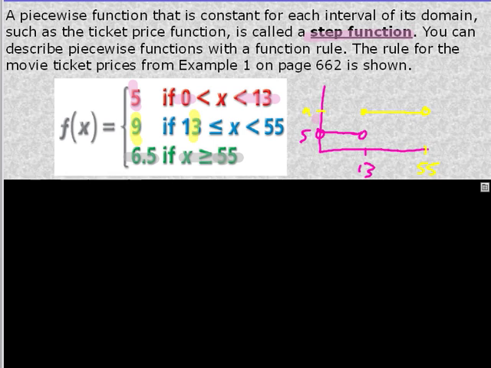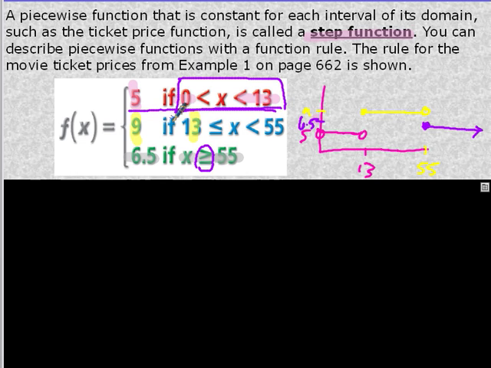It's going to be 6.5, which is somewhere in here. You're going to have a closed circle because it includes the point 55 because of the equals, and then just a straight line with an arrow. So you can see how each of these lines is basically like a separate function, and the function only exists between the ranges defined here.